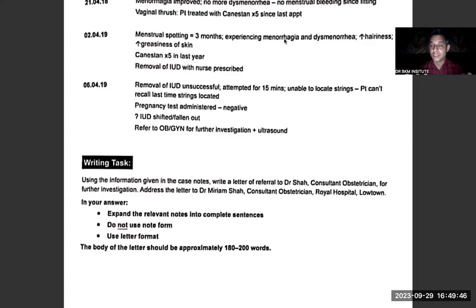Patient cannot recall the last time when the strings were located. So even the patient is not sure when was the last time the strings were located. We are also unable to locate them. Pregnancy test is negative. So we are all confused. अब हम confused हो गए. Pregnancy test negative means the IUD should be there, that is why the pregnancy test is negative. Maybe it's working. At the same time, we are unable to locate it. हमें मिल भी नहीं रहा है कहाँ पे है.